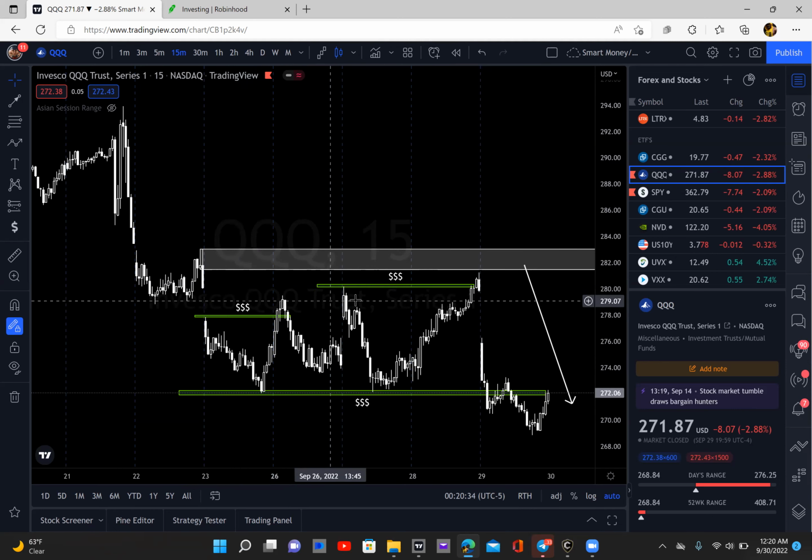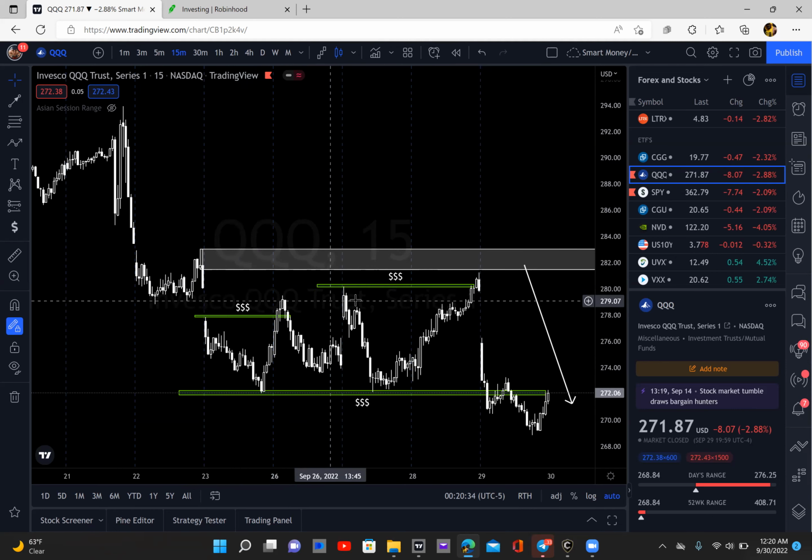Now, don't get me wrong, you can be successful trading like this. Personally, I don't trade support and resistance. It's just a preference of mine. I know people that do very, very well trading like this.